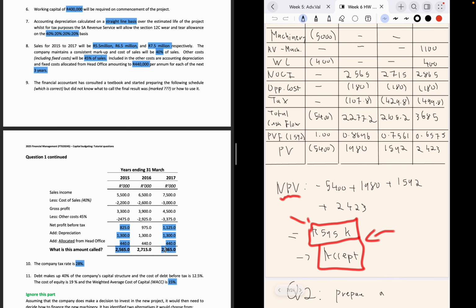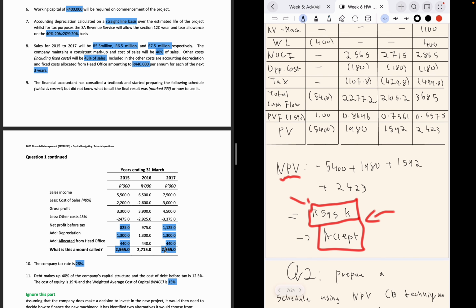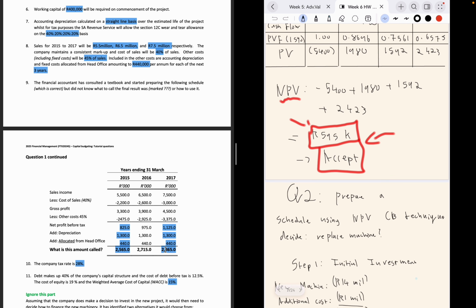Now we just add everything up. Negative 5,400 plus 1980 plus 1592 plus 2423. That gives you a positive 595,000. So you accept the project. So if you invest in the project, the net present value of the project is 595,000. Sorry, it's too late in the day for me to speak properly. But yeah, so we accept the project. We're done with that question.